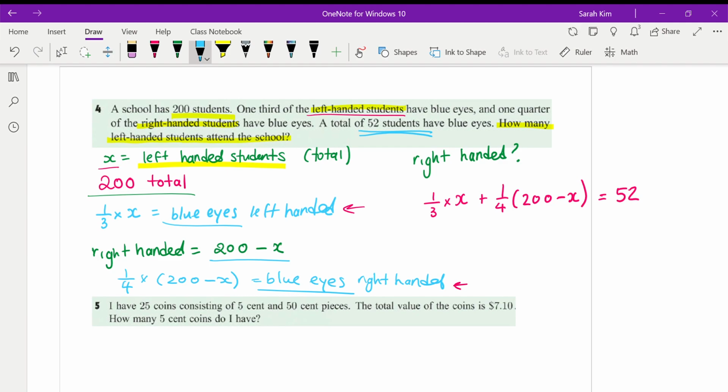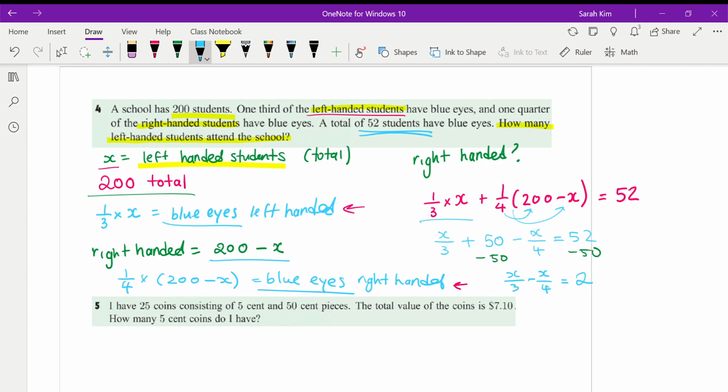So let's see if we can figure it out. This I can write as simply X over 3. This I'm going to expand the bracket, so I get plus 200 over 4, which I think is 50. And then I have 1/4 times minus X, so that is minus X over 4 equals 52. Now, you can use your calculator to figure this out. I'm going to move 50 first, so take 50 from both sides. Then I get X over 3 take X over 4 equals 52 take 50, so 2.